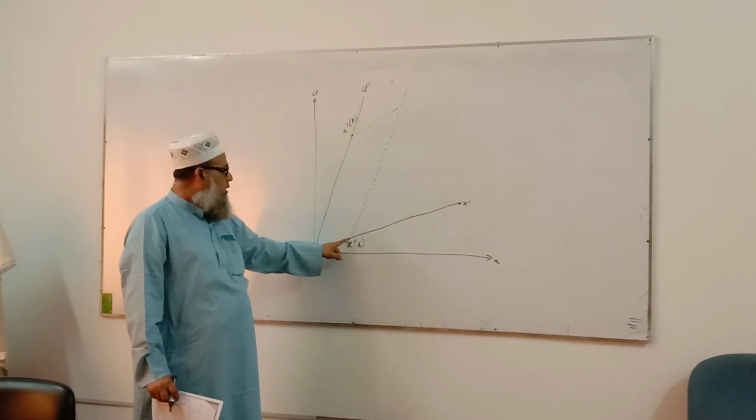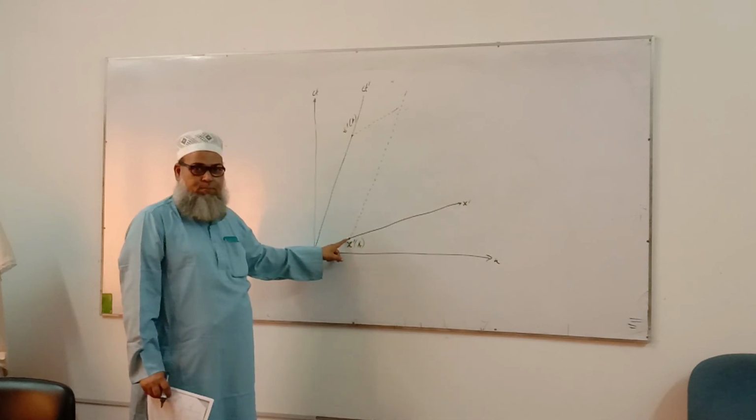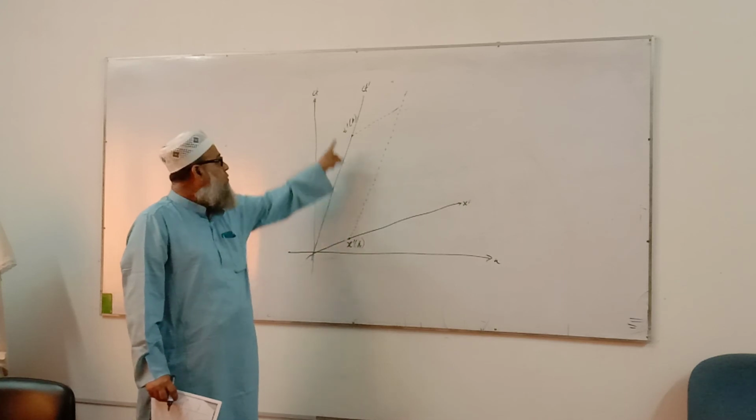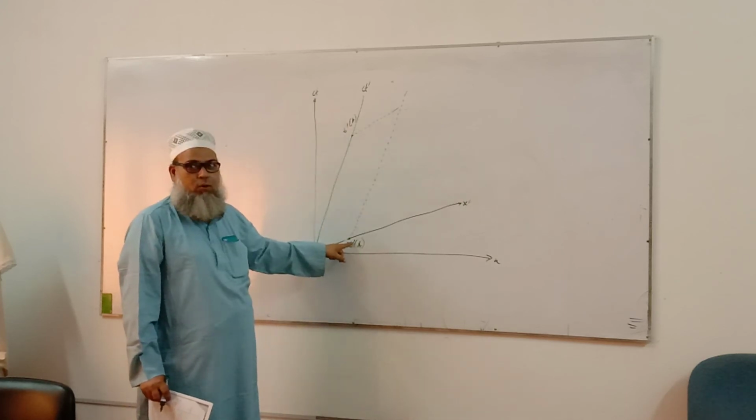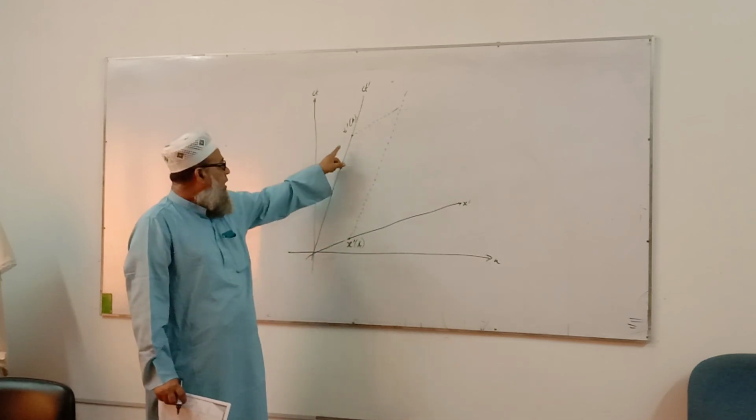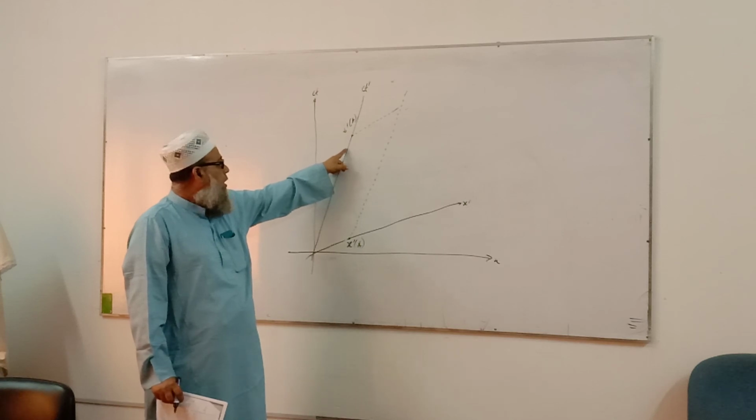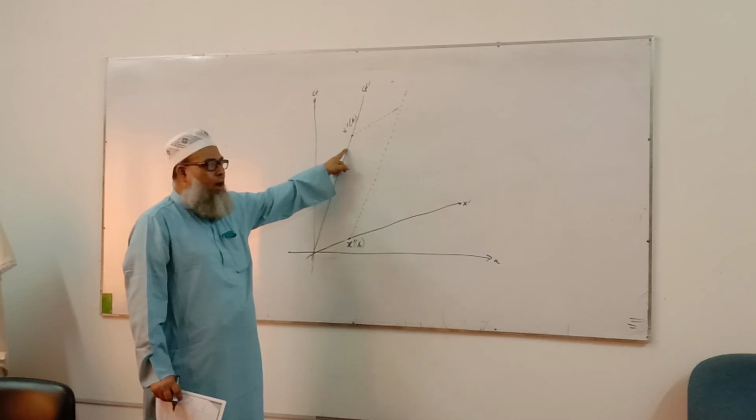Similarly, this is the x prime axis. In the x prime axis, what is the value of ct prime? 0. Take this axis, the ct prime axis. What is the value of x prime? 0.